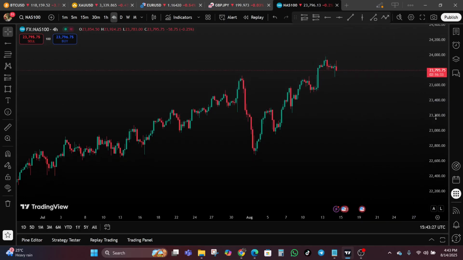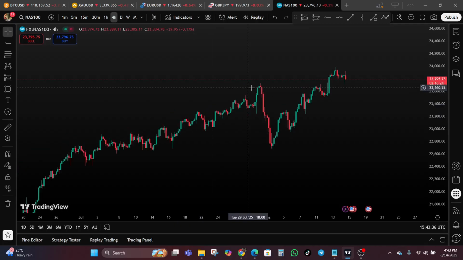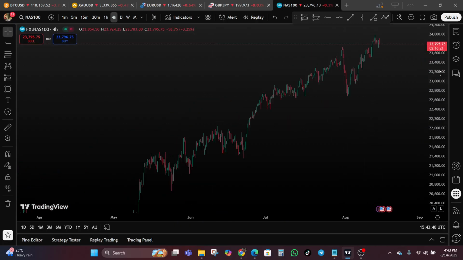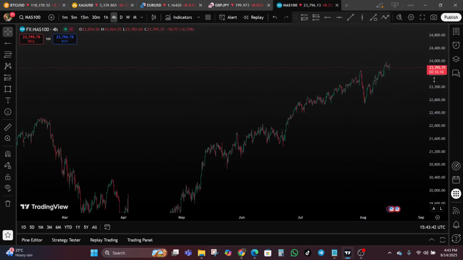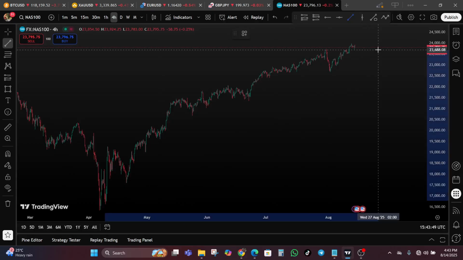Now, you need to start by analyzing higher time frames like the 4-hour or even the daily chart to determine the market's overall trend. In this particular situation, we can see that the overall trend is obviously bullish. Nasdaq has been bullish for a long while, right? So we can see that the overall trend is bullish.